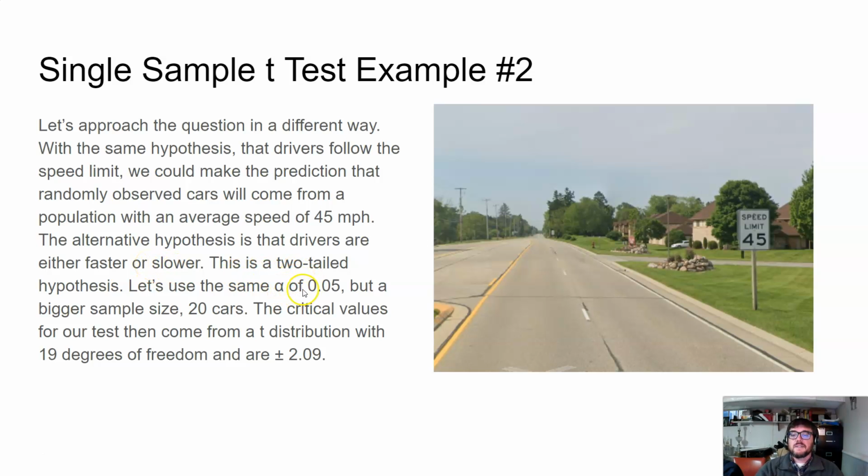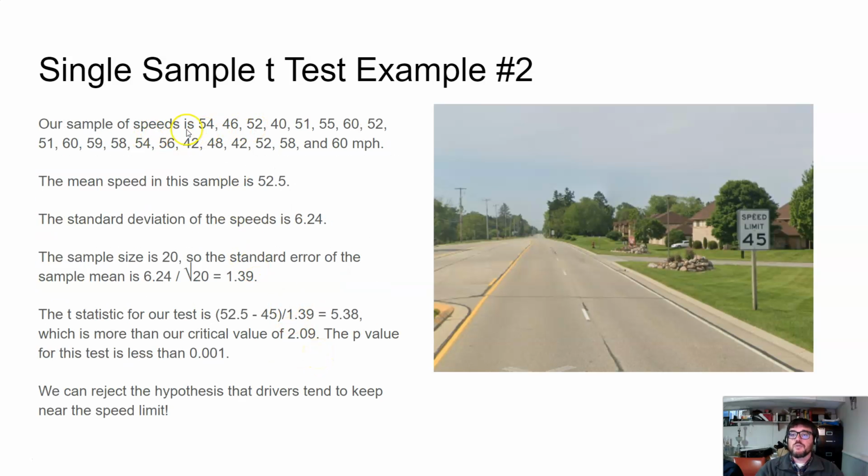So again, we have a sample size, we have an alpha value of 0.05, but we're going to use a bigger sample size this time with 20 cars. We'll use 20 cars because we had a non-significant result last time, so maybe that seemed that 8 is not enough, ironically. So with a t-distribution of 19 degrees of freedom and an alpha value of 0.05 and a two-tailed test, our critical values are plus or minus 2.09. So if our t-statistic comes out less than negative 2.09, we can reject the hypothesis that drivers are following the speed limit and say that they seem like they're slow. If it's greater than 2.09, we can reject the null hypothesis and say that it seems like drivers are speeding.